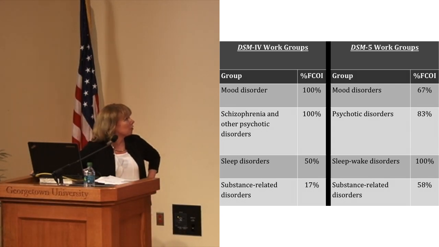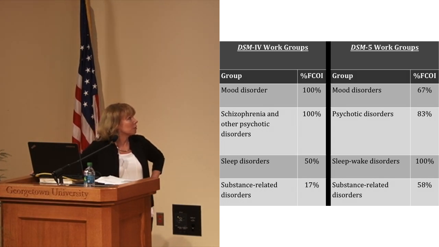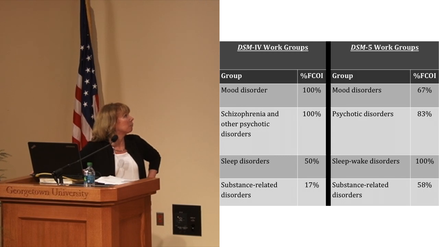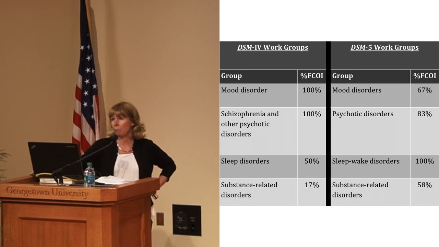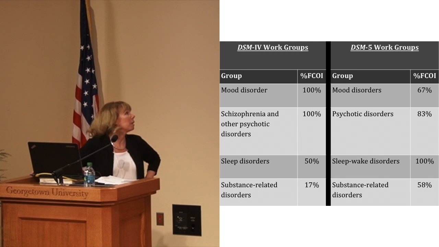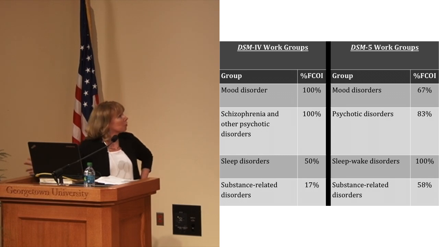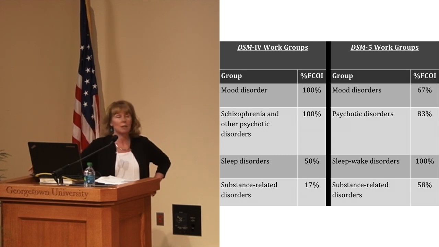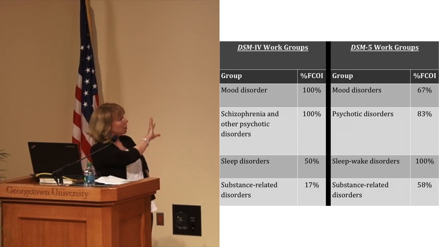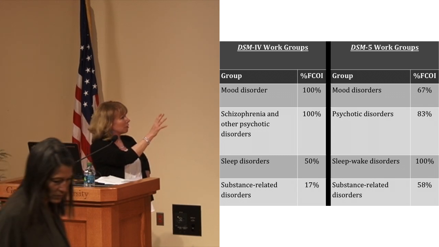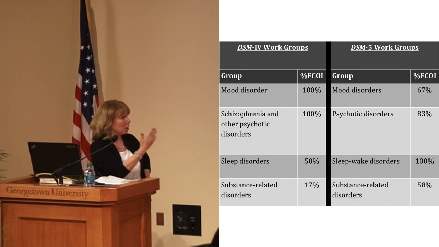So you see, okay, there are certain panels where the members with financial conflicts of interest decreased. So in the DSM-4, all of the mood disorder panel members had ties with manufacturers of pharmaceutical companies that make antidepressant medications and medications for bipolar disorder, now only 67%. So there's a decrease. Same thing with schizophrenia and psychotic disorders. But then you also see increases. And not surprisingly, you see those increases also where we're seeing drugs come on the market.